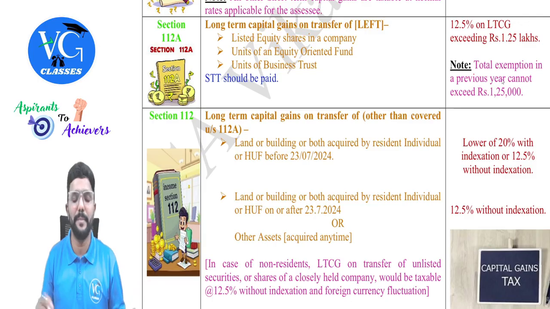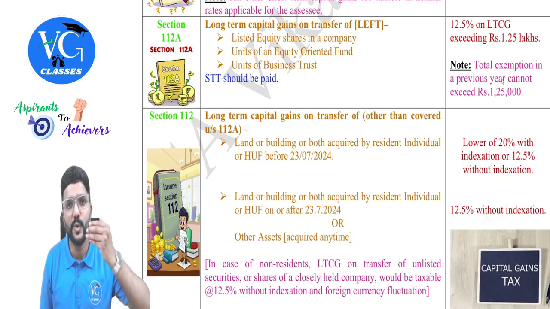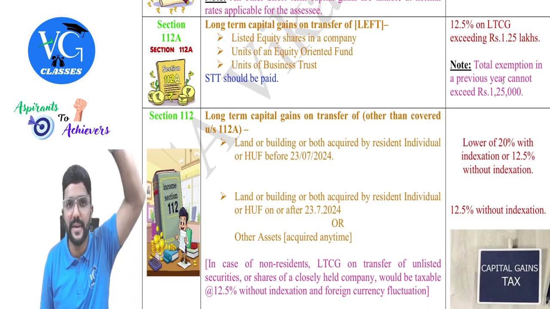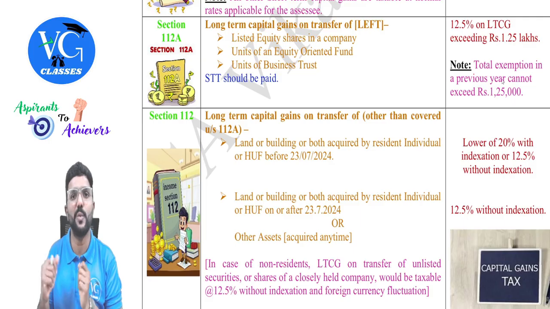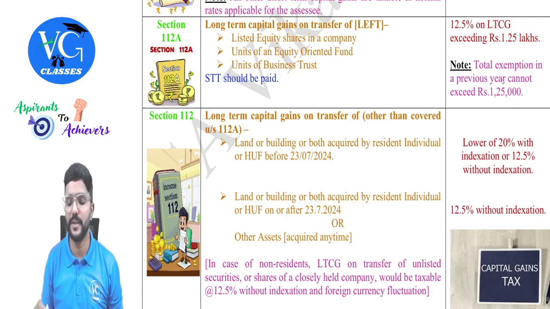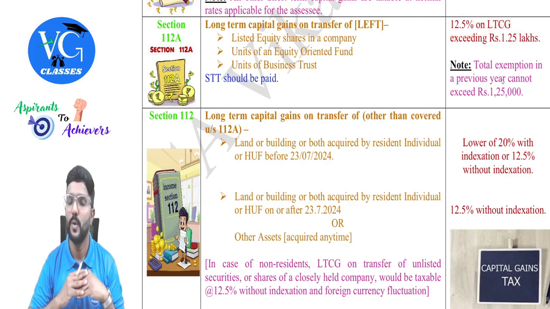Sir, what if long-term capital gain under section 112A is less than 1,25,000? Then nothing is taxable. Sir, what if it is 2 lakh? Then first include the entire 2 lakh under the head capital gains while computing total income. Please include the full 2 lakh. Then while calculating tax, you reduce 1,25,000. The remaining 75,000 would be taxable at 12.5%, guys. Hope you understood.